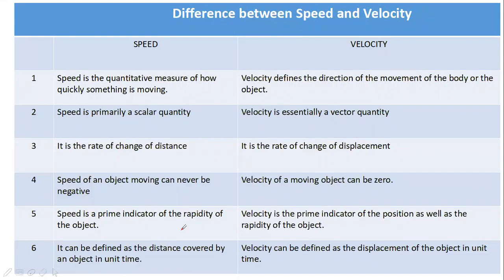Speed is scalar, velocity is vector. Speed is distance per unit time, velocity is displacement per unit time. Speed cannot be negative, velocity can be negative. Speed can be zero, velocity can be zero. Both are measured with different instruments.